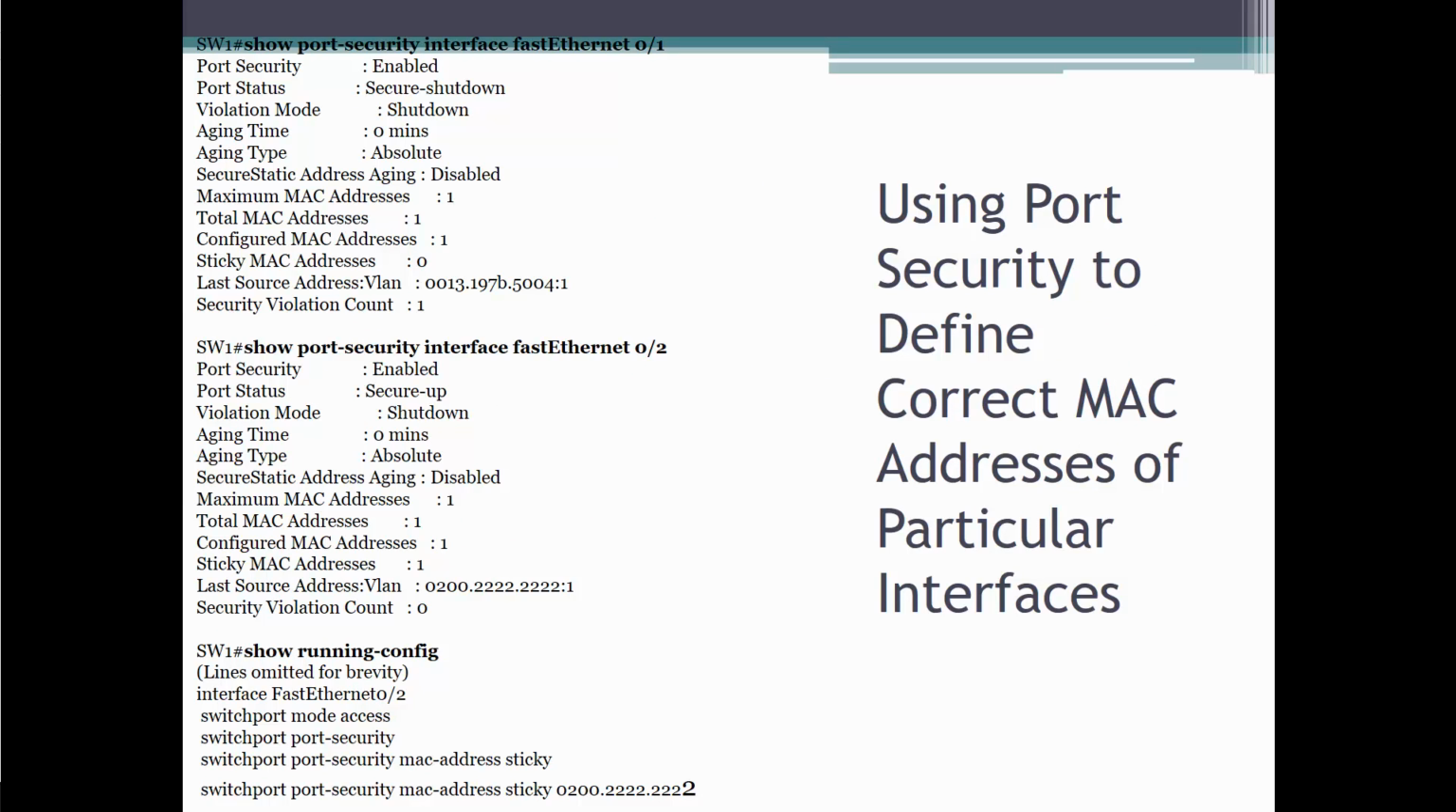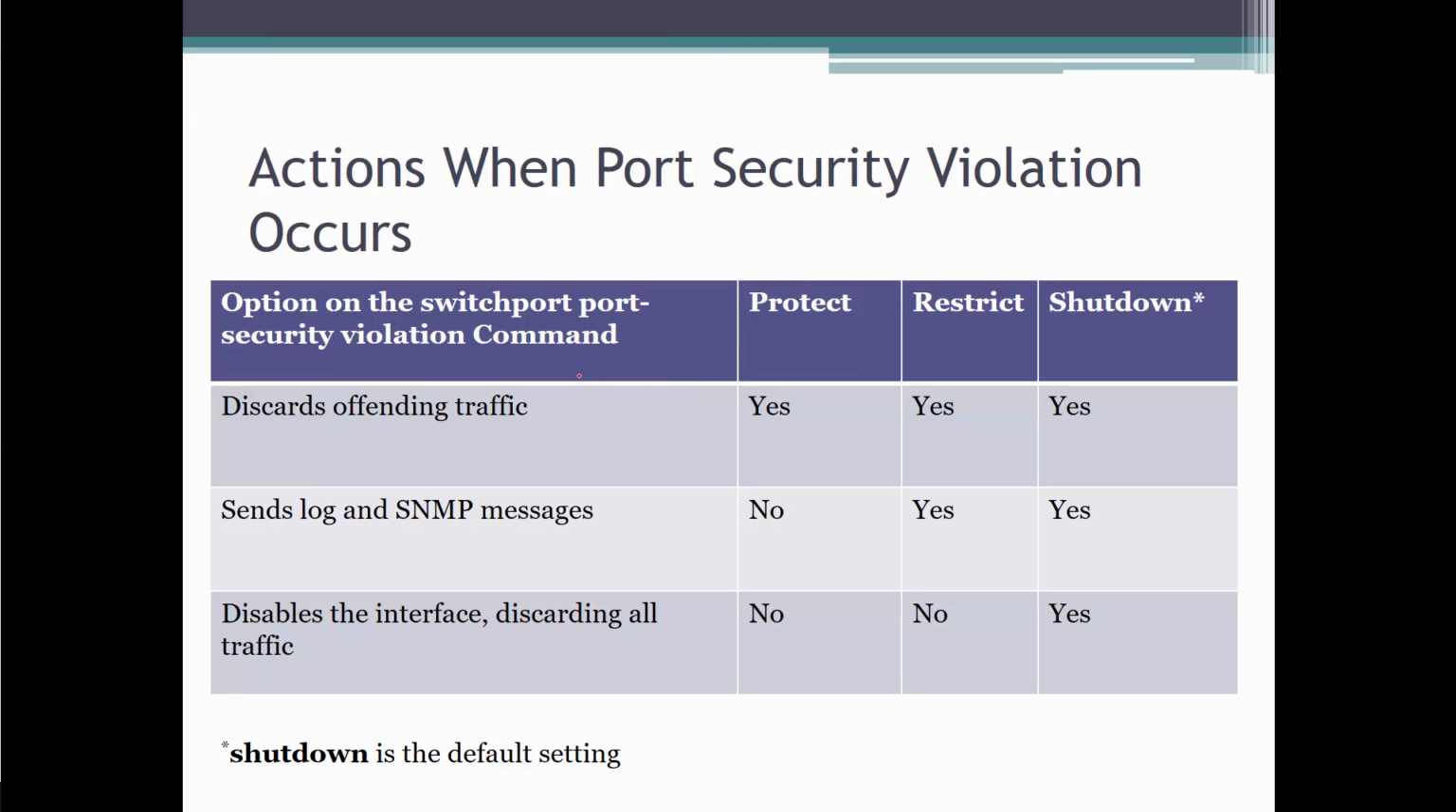If we want to define a correct MAC address for a particular interface, we could do that. We could also then look at how the addresses are working. Is it in a secured mode? Is it up? Is it down? Is it going to shut down if there's a violation? Things like that. A violation is, what if the MAC address doesn't match? And so we have 3 modes: protect, restrict, shutdown.